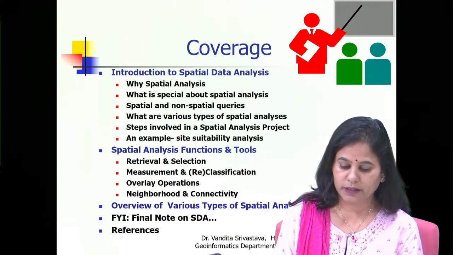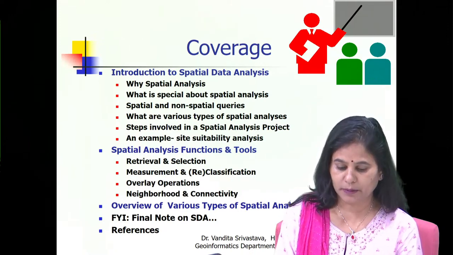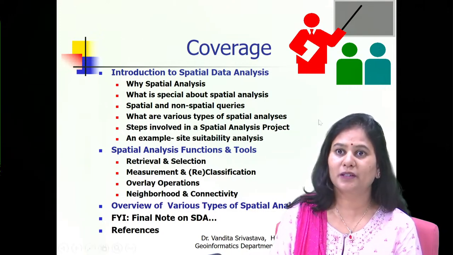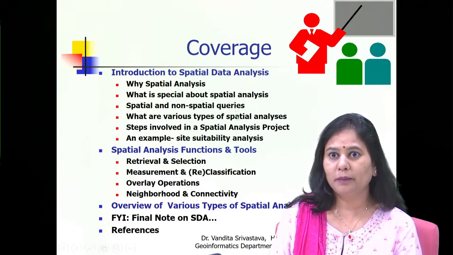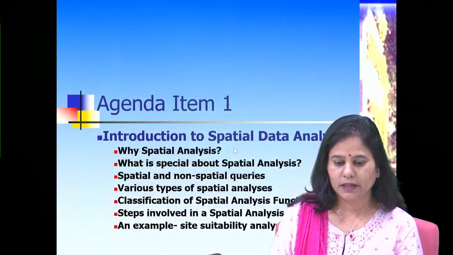I'll also give you a conceptual example of site suitability analysis, and then we will talk about the classification of functions. Based upon the classification presented here, we will talk about these four categories of functions: retrieval and selection operations, measurement and classification and reclassification operations, overlay operations, and then neighborhood and connectivity operations. Neighborhood and connectivity will be covered more in the network analysis class, but I'll give you some basic overview of that. And then we'll talk about some basic common points. That will be my agenda for these two lectures, today and tomorrow. So let us begin with the lecture.